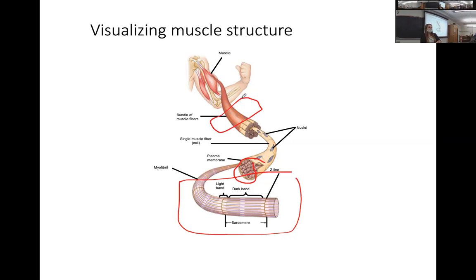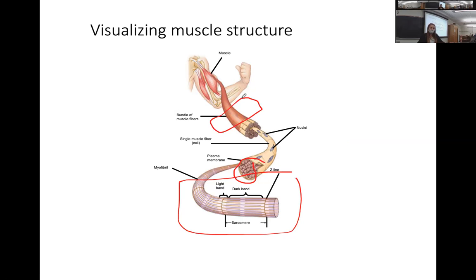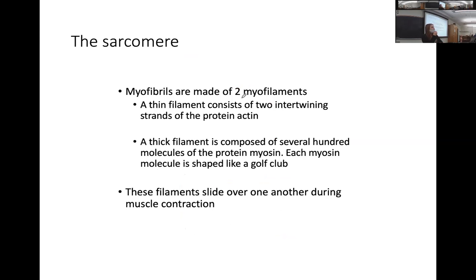Okay, so it's broken down into string-like substances that make up what's called a sarcomere. So that was that word here at the bottom of that slide. The myofibrils are made up of two myofilaments. They are a thin filament and a thick filament. The first one is a thin filament, and it consists of two intertwining strands of a protein, actin. And I'll show you that a little bit.